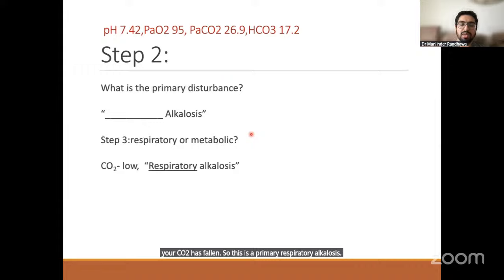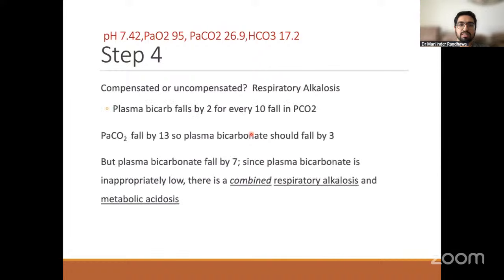Now, what should happen when there is respiratory alkalosis? What should happen to the bicarb? To compensate for it, the bicarb should fall. So for every 10 fall in CO2, your bicarb falls by 2 if it's an acute respiratory alkalosis, right? So here the PCO2 fall was around 13, so bicarb should have fallen by 3. But now this bicarb has fallen by more. It has fallen by 7, right? So this looks like overcompensation.